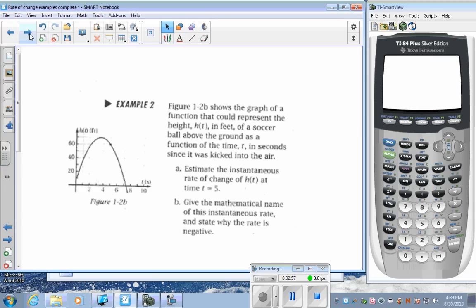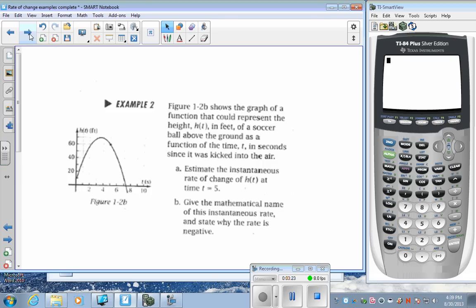So moving on to example 2, we have a diagram that is terrible, and I apologize, you cannot see the grid lines. On anything else that we give you, you will see grid lines, and it will make it much easier for you to estimate your instantaneous rates of change. So in example 2, we have a figure, and we have the height of a soccer ball above the ground. The height is in feet, and the time is in seconds.